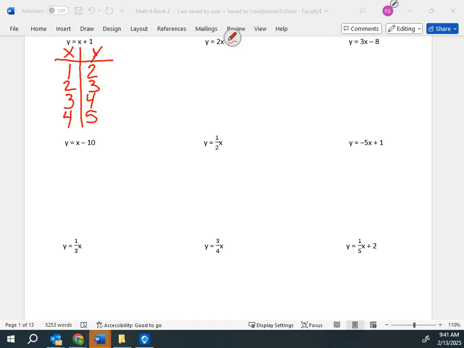Now, is that the only table that I could make? No. I choose the easiest ones because I like to keep my life simple. You could put other numbers in. Maybe you put in 10. So x is 10. What would y be if we put in 10 for x? James? 11. Maybe you put in 25. What would the y be? 26.